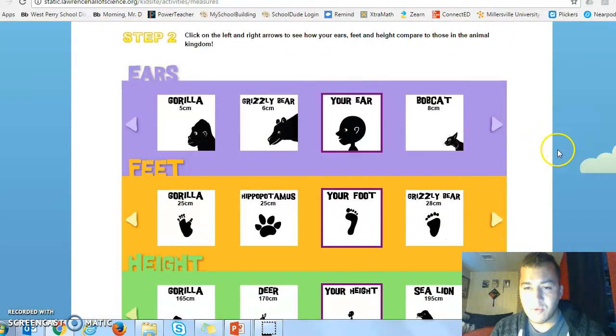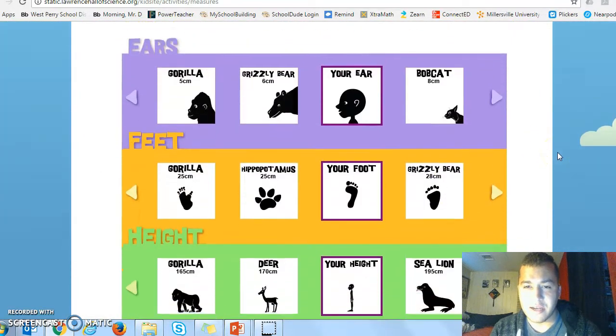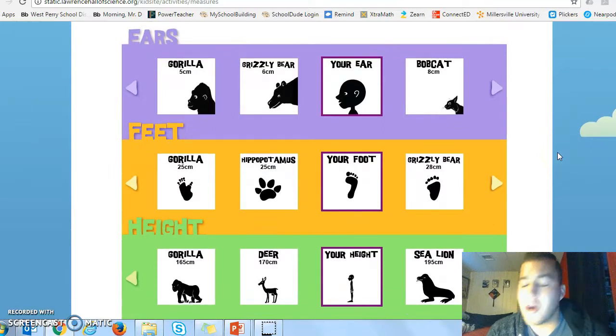And you can kind of see where I am lined up. So on my piece of paper, I wrote down the two animals that my measurements are in between. So my ears are in between a grizzly bear and a bobcat, my feet are in between a hippo and a grizzly bear, and my height is in between the deer and the sea lion.